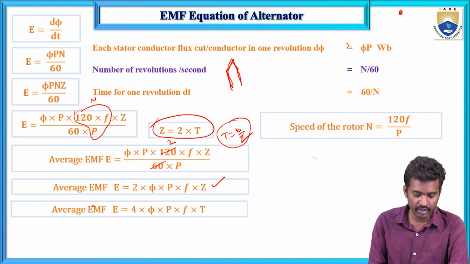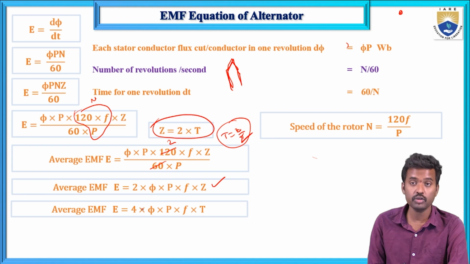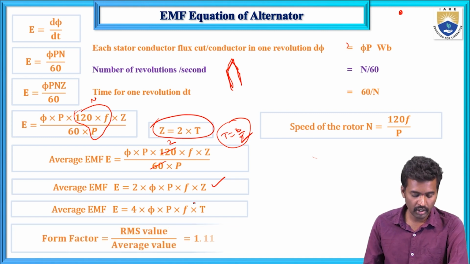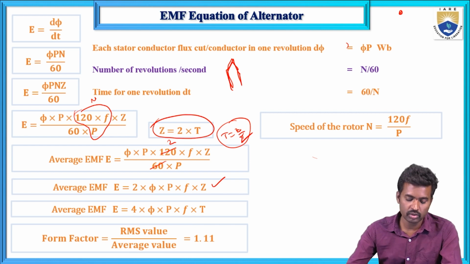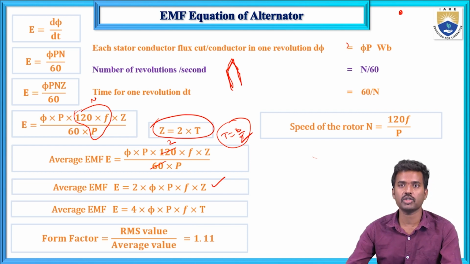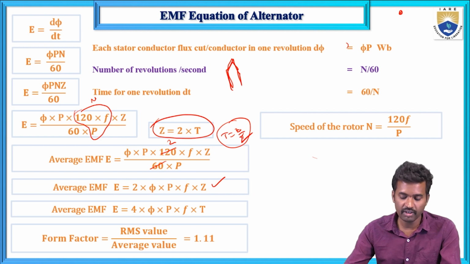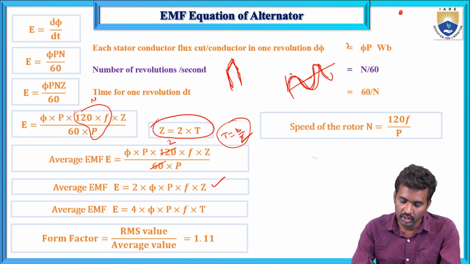Now here average EMF equals 4 into phi into P into F into T. So this is Z equals 2 into 2, this is 4, here T. Now here form factor equals RMS value by average value, which is 1.11. So form factor equals RMS by average, the ratio of RMS value to the average value for a sine wave. Here we are getting a sine wave. So for a sinusoidal waveform, the form factor equals 1.11.